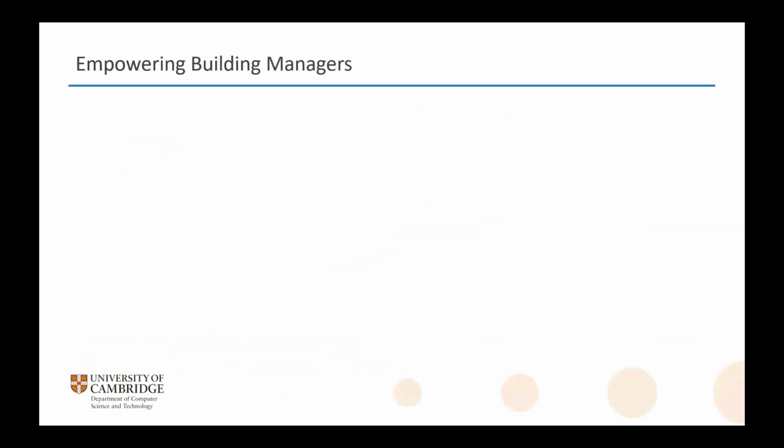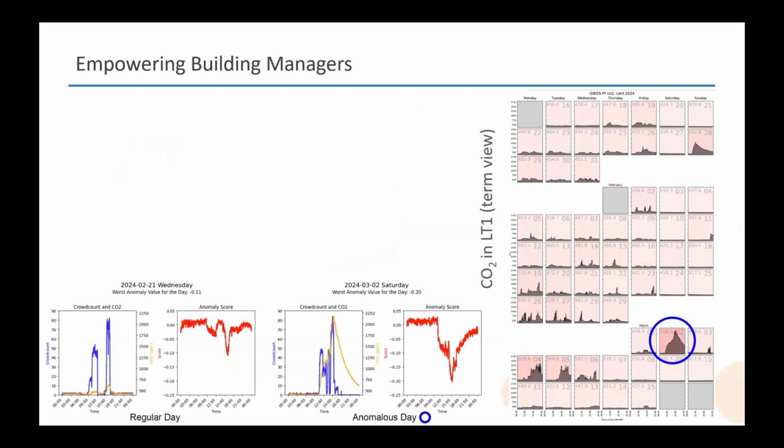Now, the final example is data that might be of interest to building managers. Here we focus on anomaly detection. This shows a term-long view of the lecture theater being used. You can see an obvious anomaly over here on a Saturday, where too many people showed up in a lecture theater and HVAC was not scheduled to turn on at weekends. This is shown by an anomaly score, which is a sensor-fused score from environmental and crowd count data. And thus we helped find out that HVAC is not functioning very well.